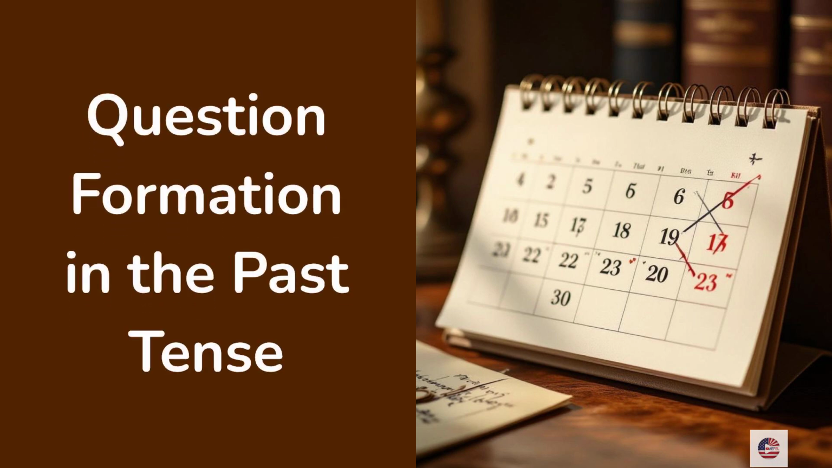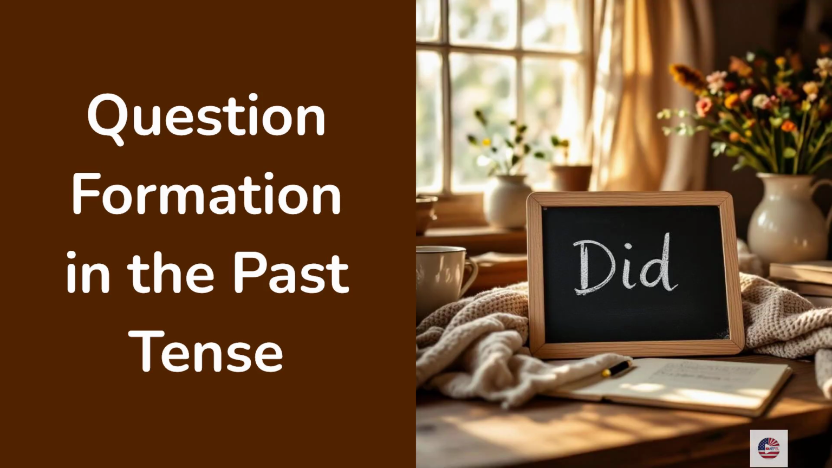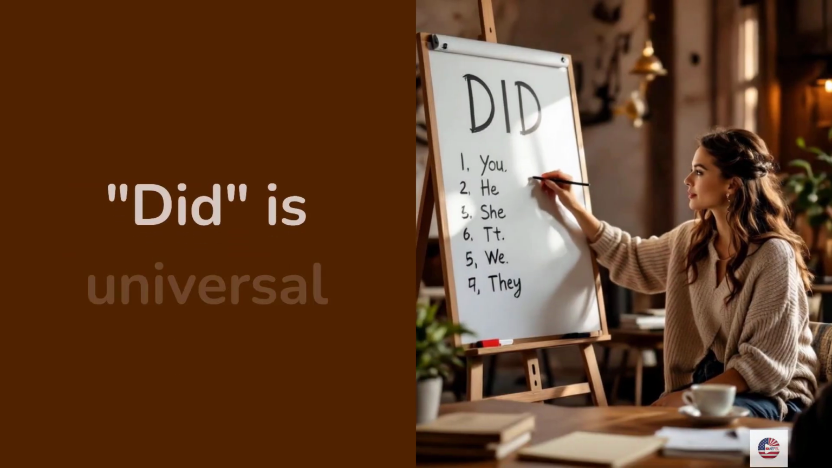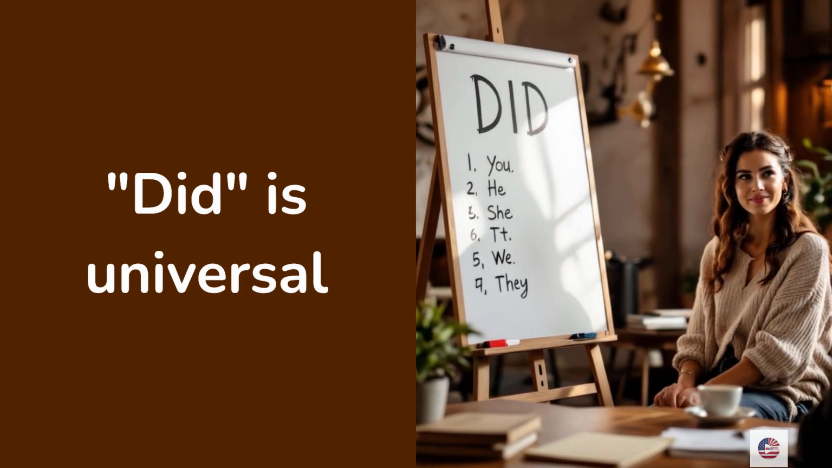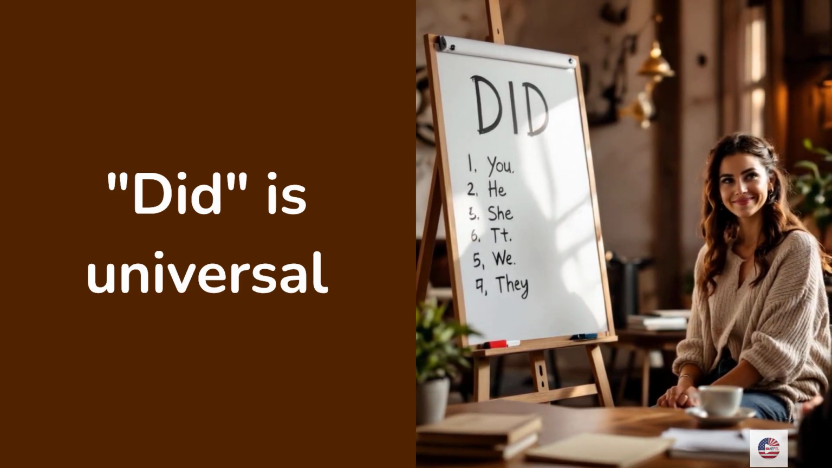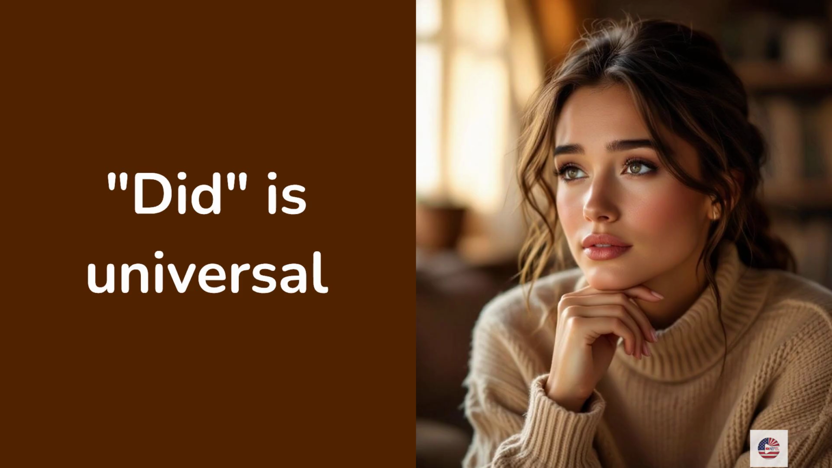Now, let's move to the past tense, where we talk about actions that have already happened. The good news here is that question formation is a bit simpler because we use just one auxiliary verb, did. Did is universal. It works for all subjects, whether it's I, you, he, she, it, we, or they. This makes things much easier to remember.